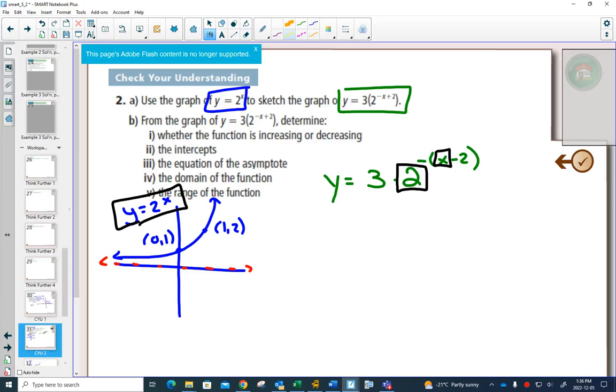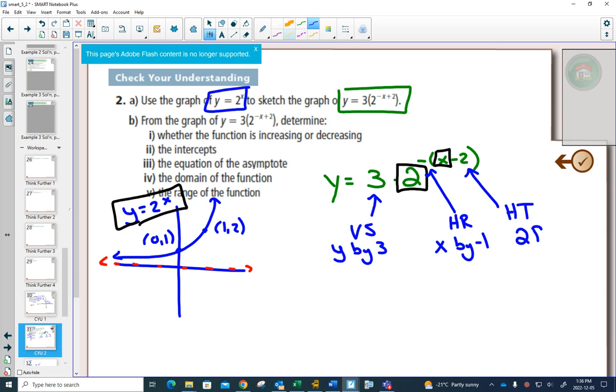I can label the other transformations. The 3 is going to be a vertical stretch. You're going to multiply your y values by 3. The negative is going to be a horizontal reflection. You're going to multiply your x values by -1. And the -2 is a horizontal translation. You're going to go to the right.